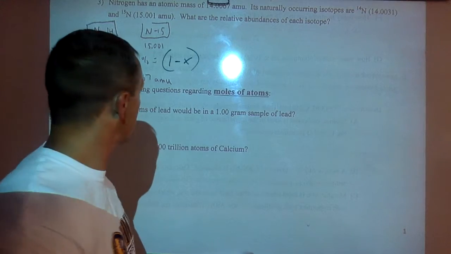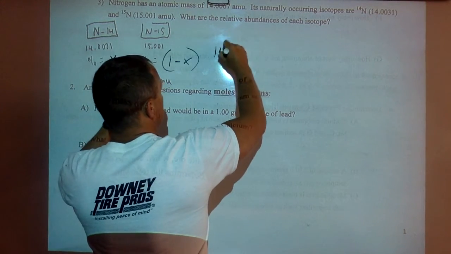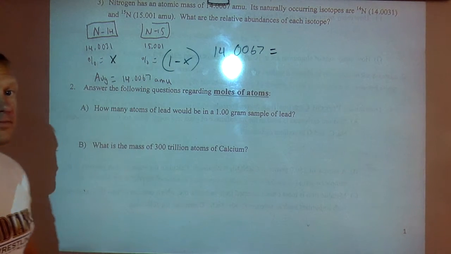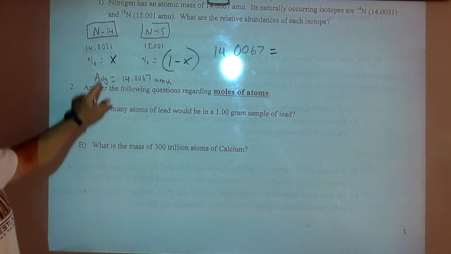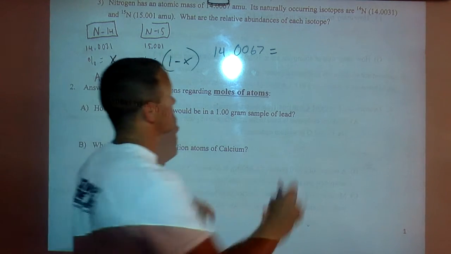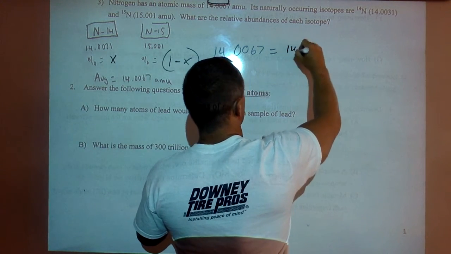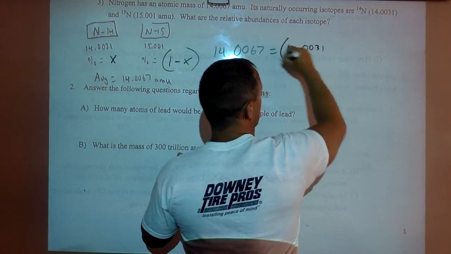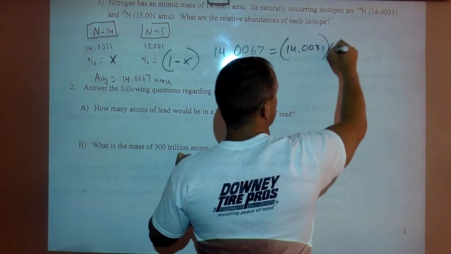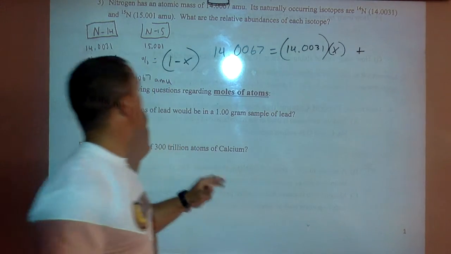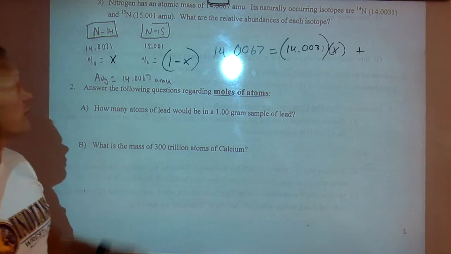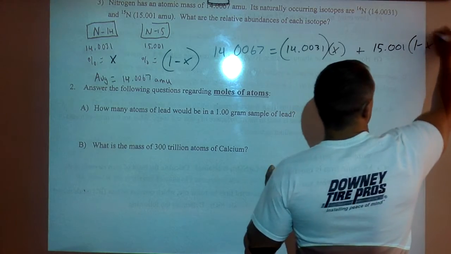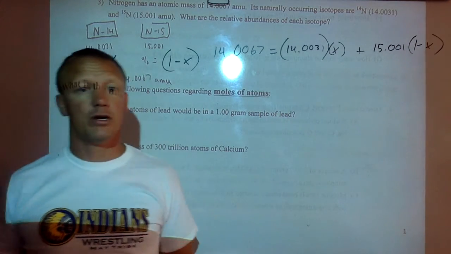So our average is 14.0067. Average equals this percent, X, times that mass. So 14.0031 X plus this percent times that mass. So 15.001 times 1 minus X. Okay, now we do have to do some algebra here.